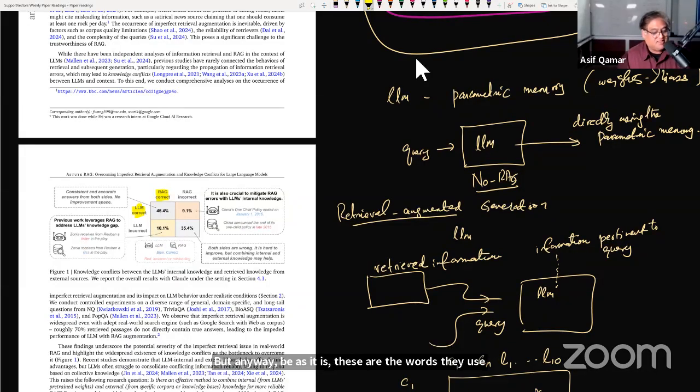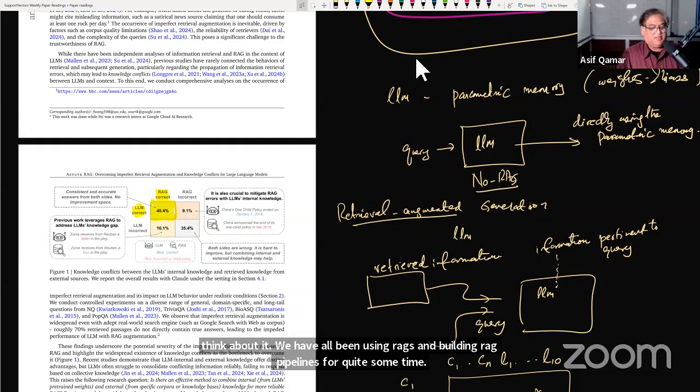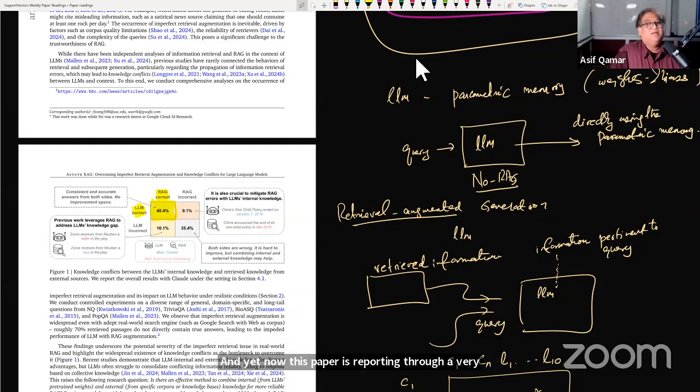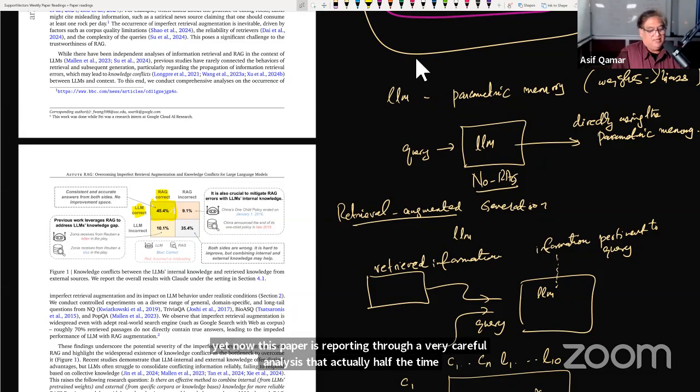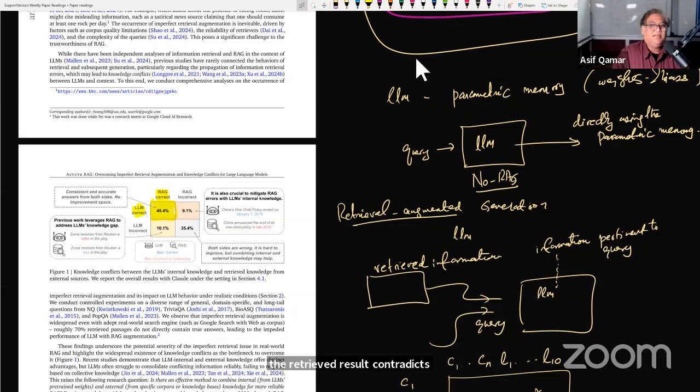So what they are saying is that if you look at the search results that you feed into a RAG pipeline, into an LLM, it is only 45% of the time they observe statistically that the two agree. So think about it. We have all been using RAGs and building RAG pipelines for quite some time. And yet now this paper is reporting through a very careful analysis that actually half the time the retrieved result contradicts what the LLM knows, right? So that's pretty bad, right? That in itself actually is a cause for attention.